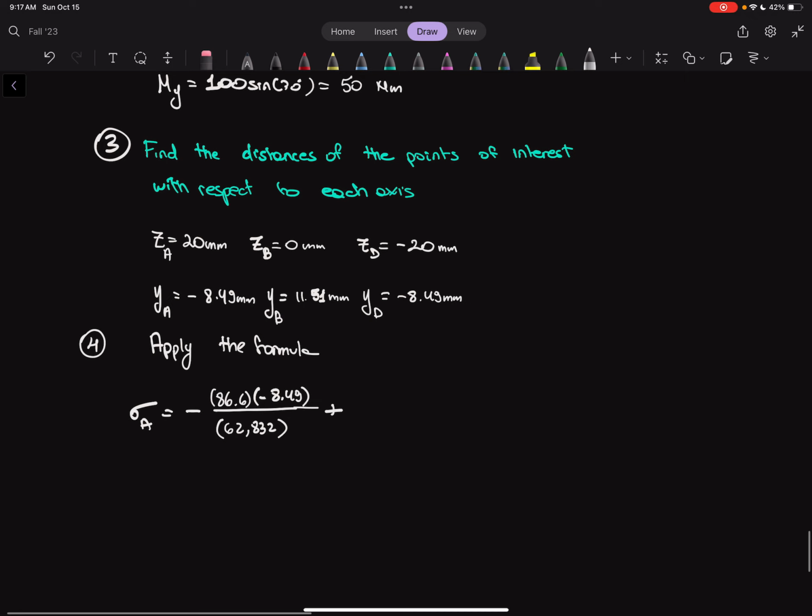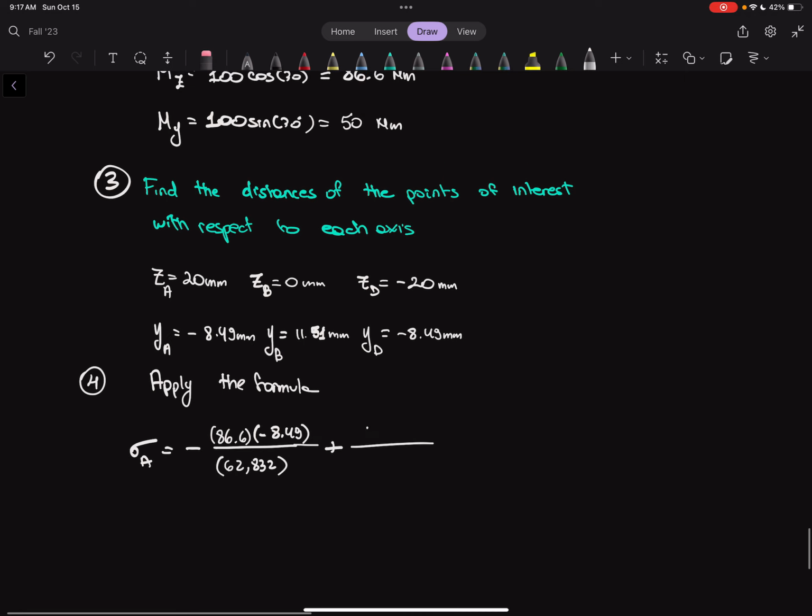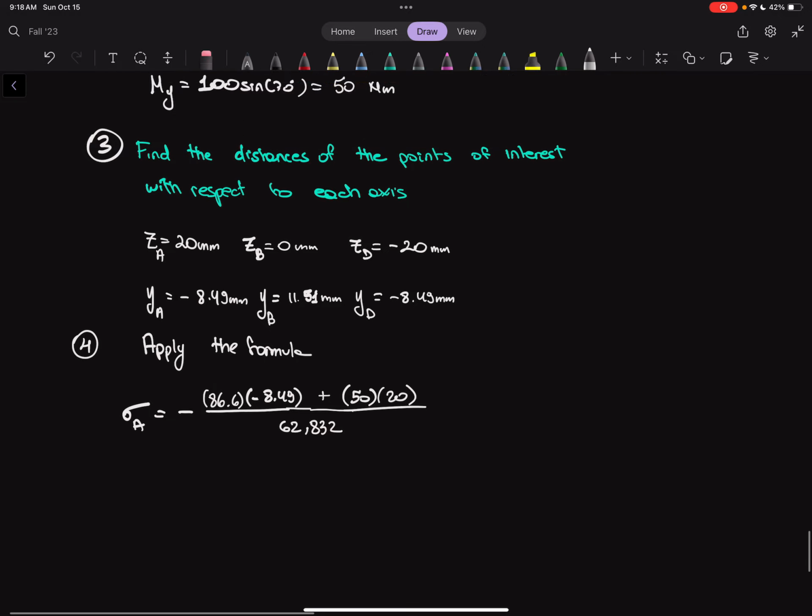And then we have a plus. The other part is a 50. Now our Z for A is going to be 20. So really we could write this as this and just 62,832. So that would be for A.